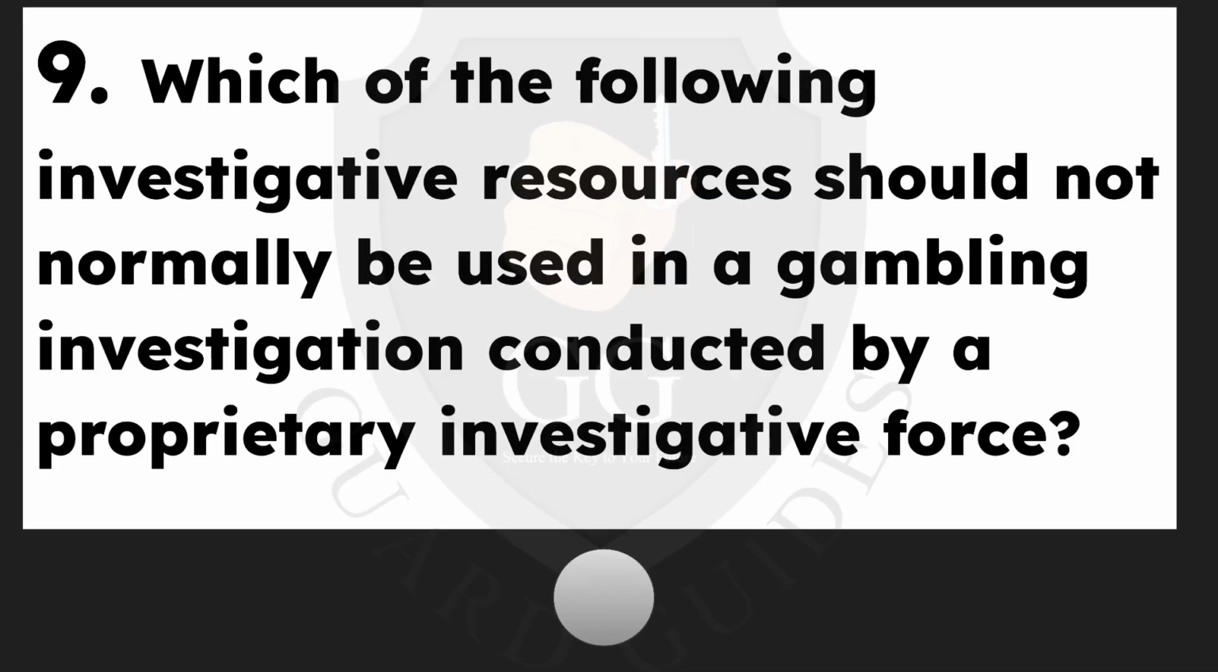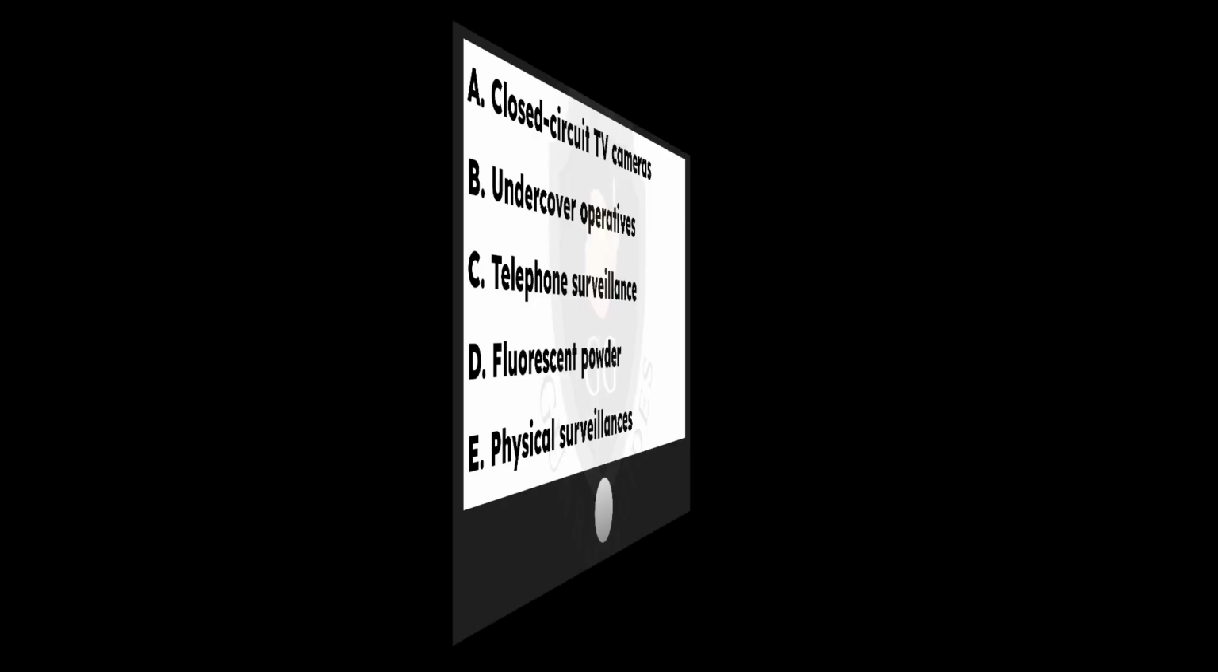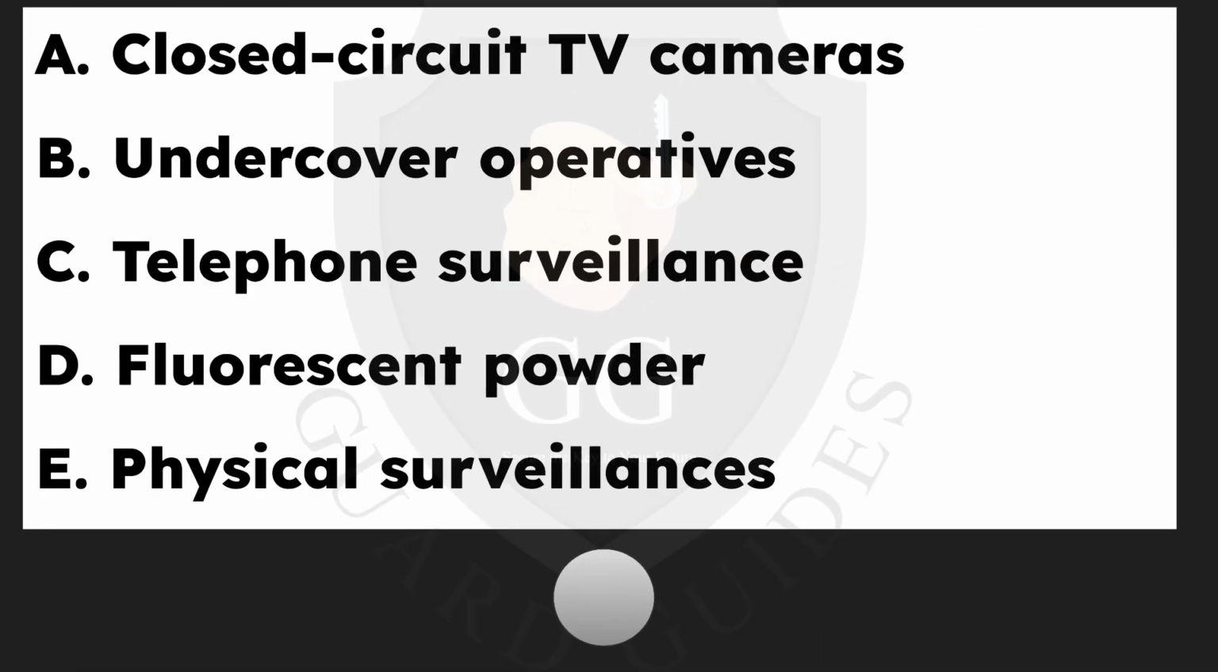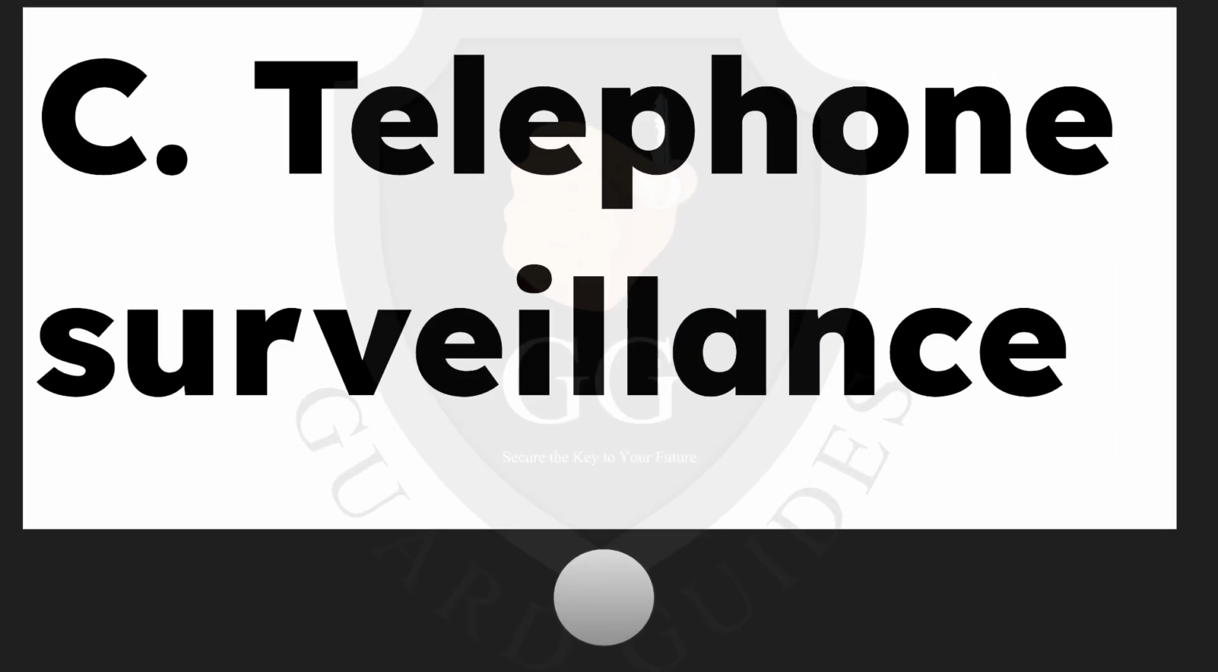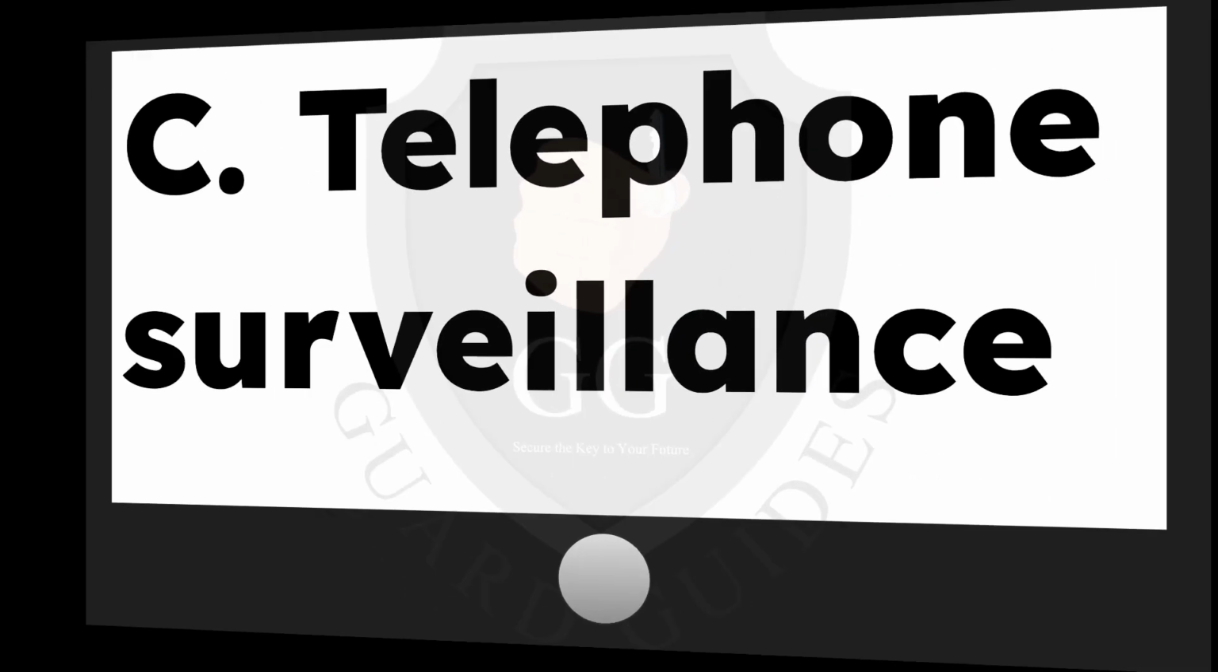Number 9, which of the following investigative resources should not normally be used in a gambling investigation conducted by a proprietary investigative force? A, closed-circuit TV cameras. B, undercover operatives. C, telephone surveillance. D, fluorescent powder. Or E, physical surveillances. The answer is C, telephone surveillance.